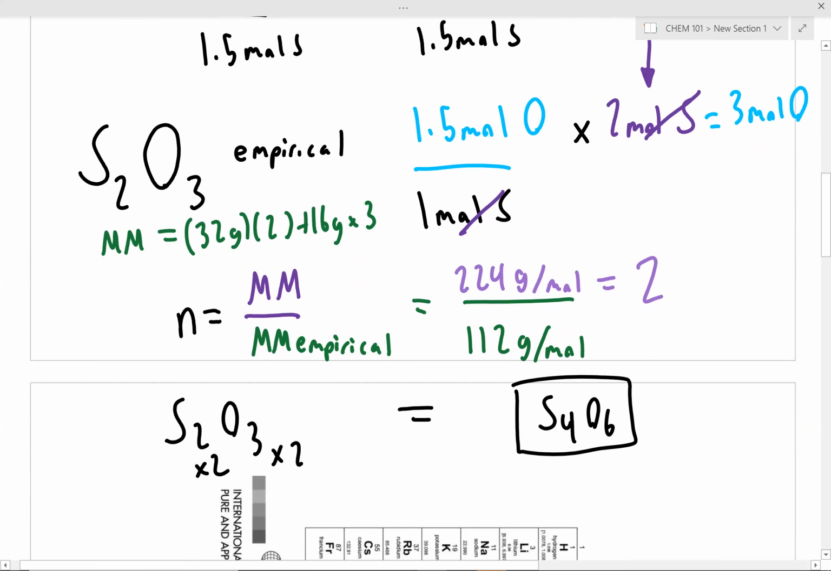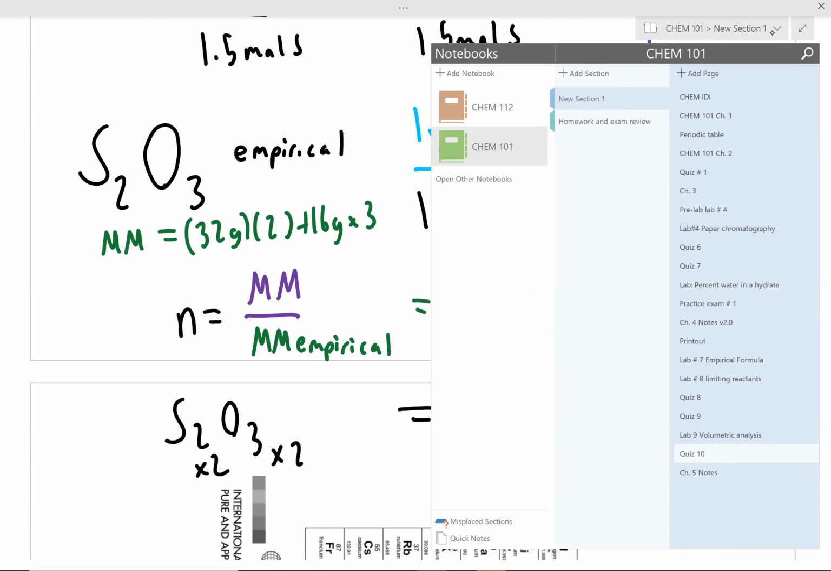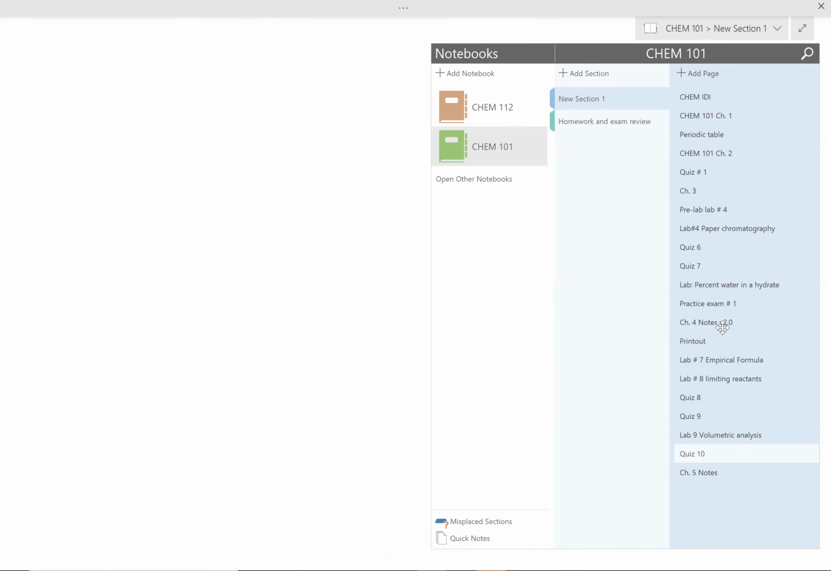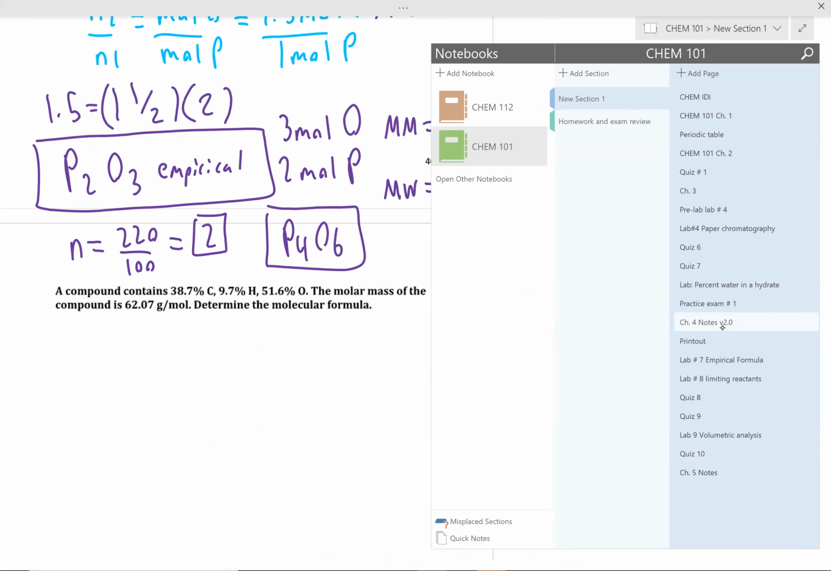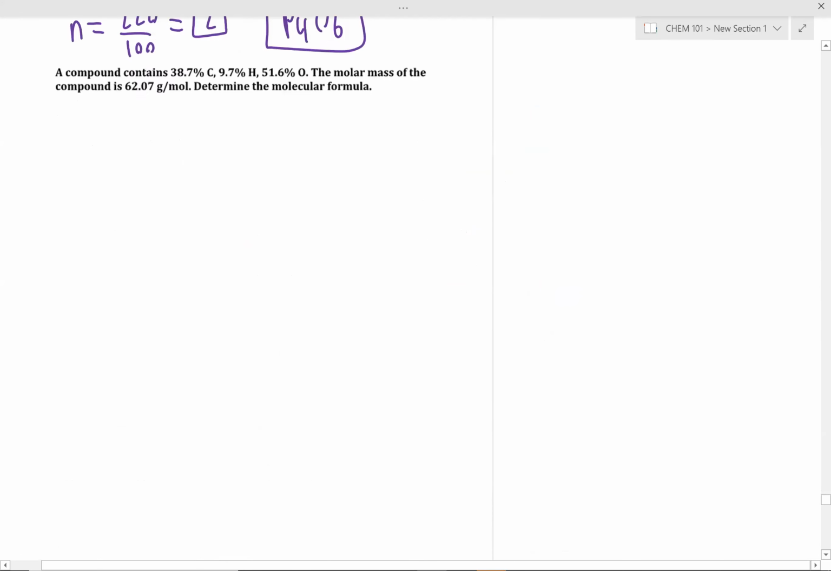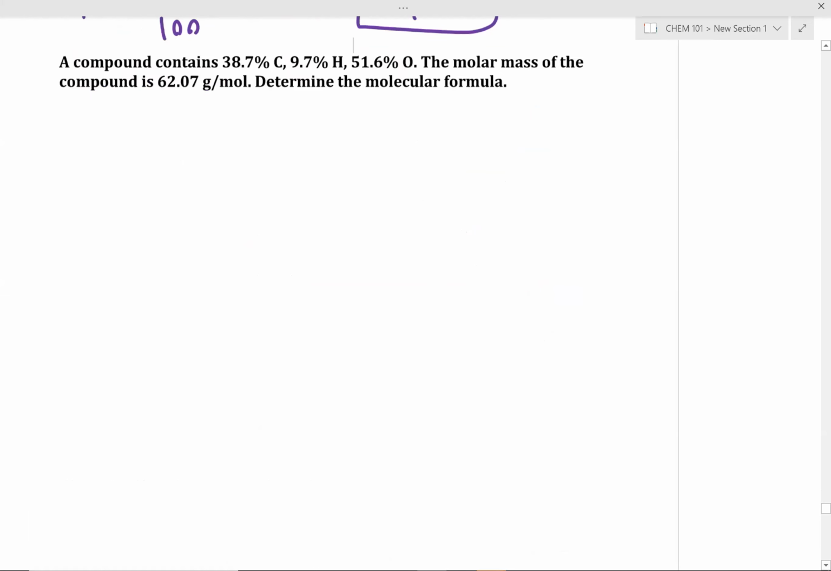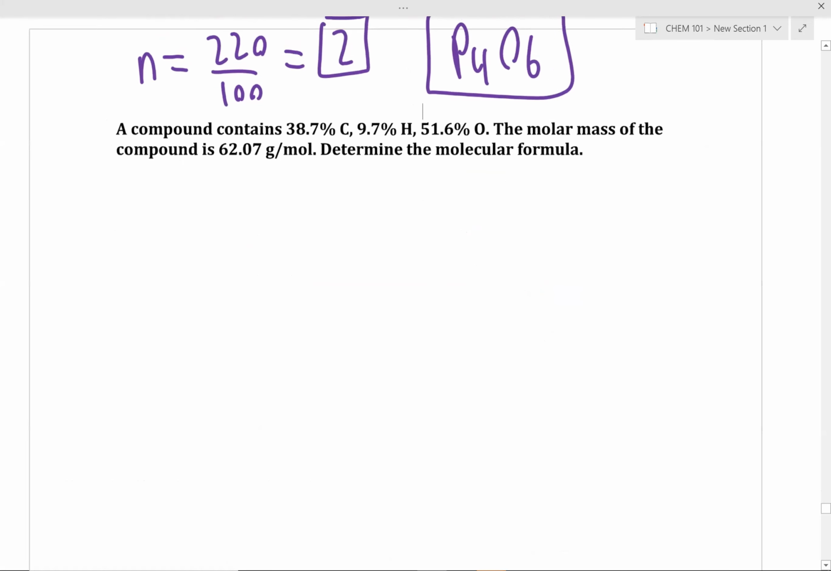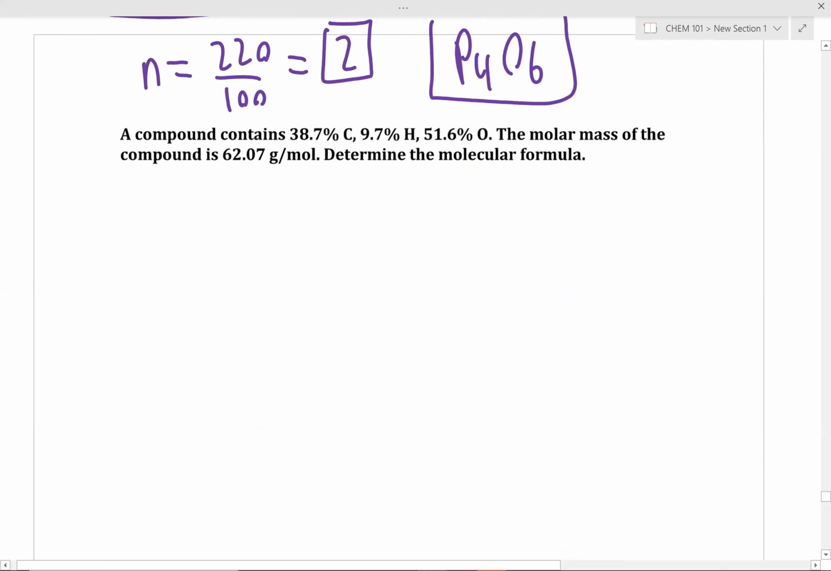Does anyone have any other questions on this example? If we're good on this example, we'll now move on and talk next about the remainder of chapter 4 and move on to chapter 5 today. So what we're going to do is really break down and do an empirical and molecular formula calculation from scratch.